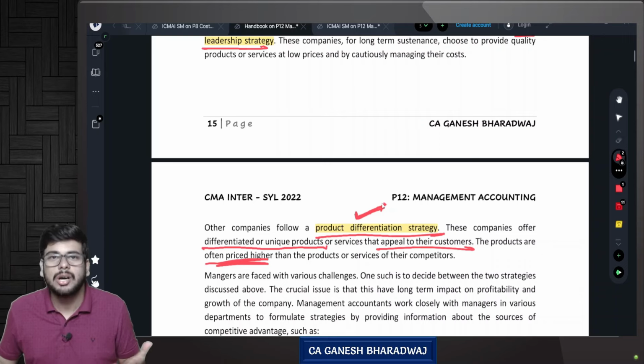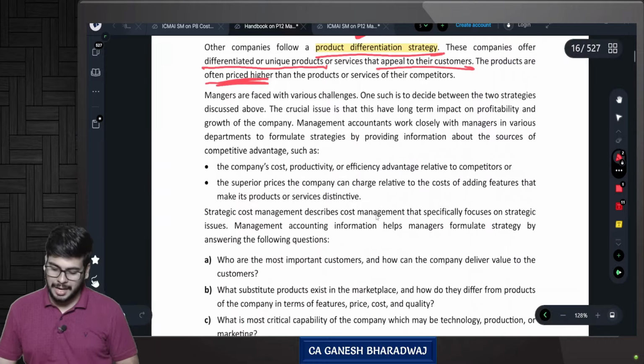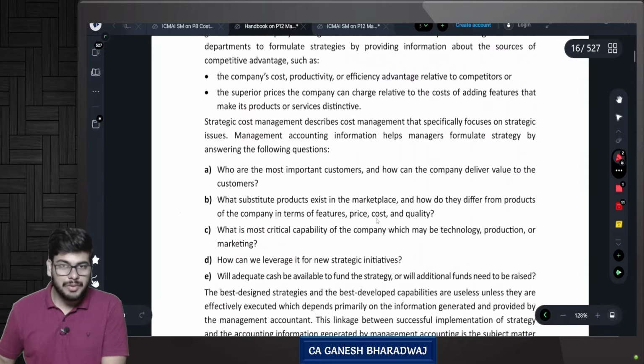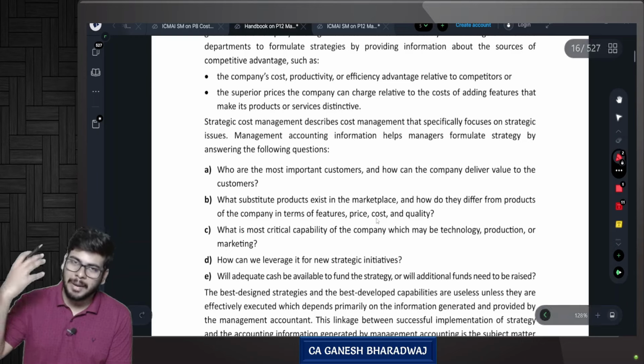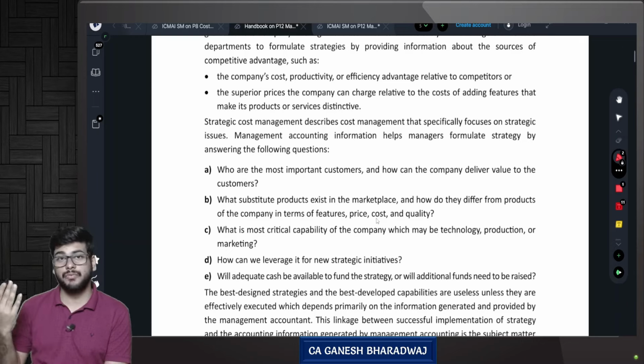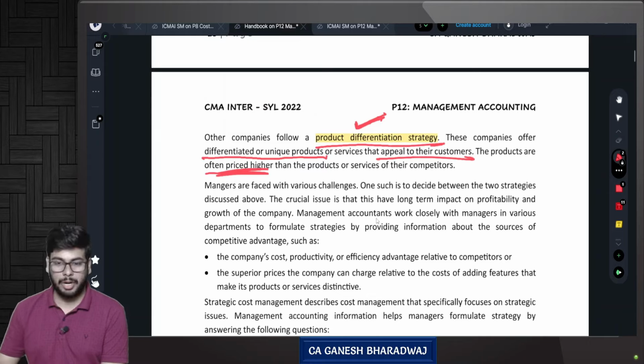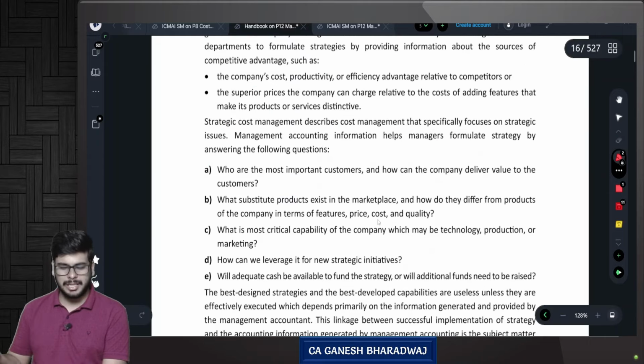That decision, who helps the top boss of the company to take this decision? We, as management accountants, are the ones who are required to advise the company as to which is better, which method we can follow. Cost leadership we can follow, or we can follow product differentiation, for which there are so many things that need to be considered.